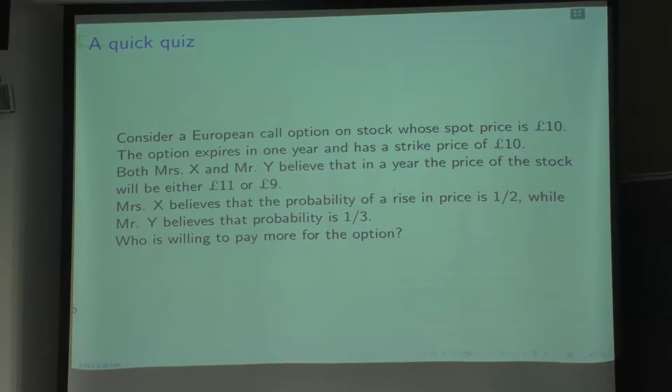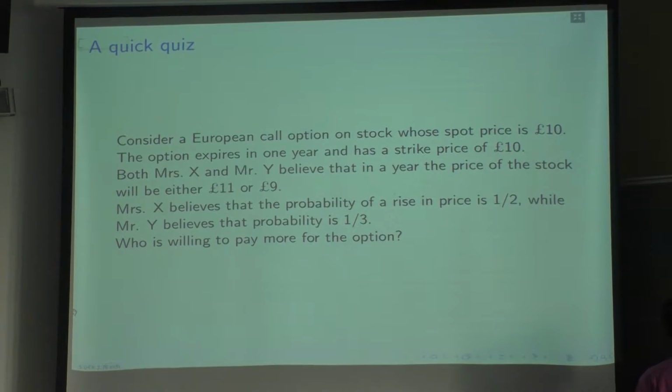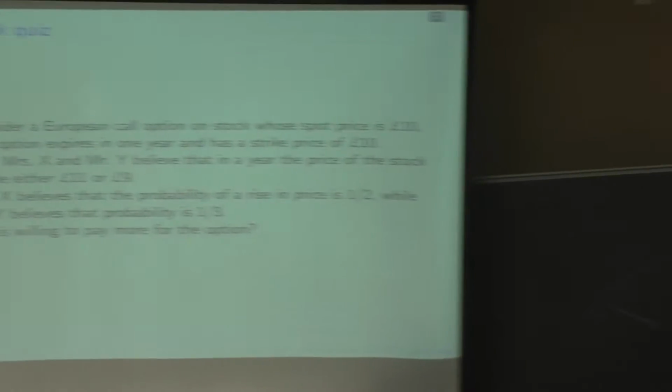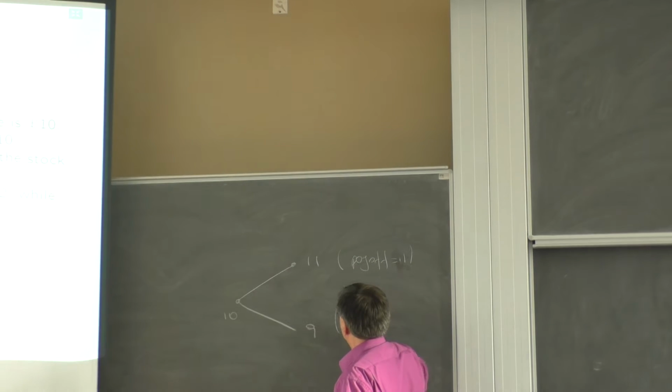So this option expires in 1 year, and then we had a view on what's going to happen at expiration, and then we said, let's draw a picture of the world. So we start with an underlying asset price of 10, and then the underlying asset price can go up to 11 or down to 9. Now, if we're talking about a European call option expiring at this time with a strike price of 10, this means that in this state of the world we would get a payoff of 1, and here we would get a payoff of 0.